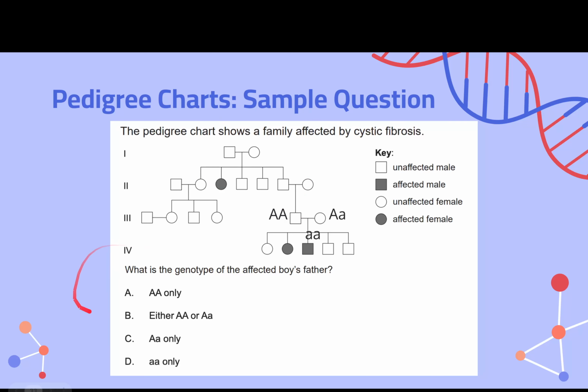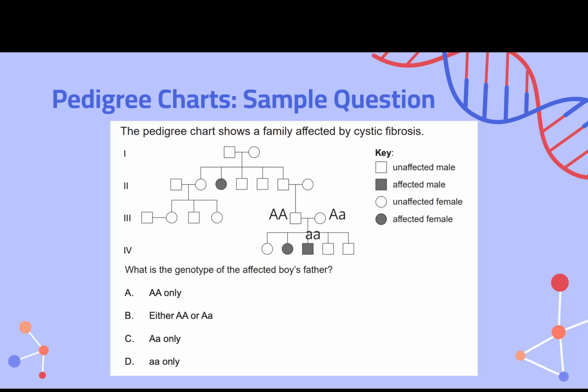One of the tricks of this question is that they've specifically asked you about the father because they want to hint at it being sex linked, possibly, because they're talking about a boy and then talking about the father. But like I said, the first thing you need to do is look at what the disease is and know whether it is autosomal, whether it's sex linked, or whether it's recessive or dominant. Those are things you just need to know.